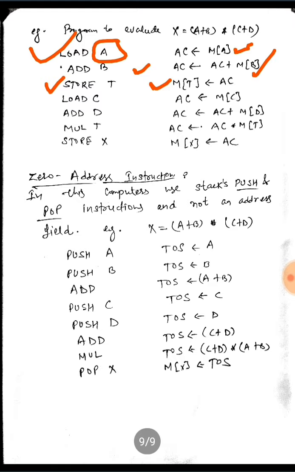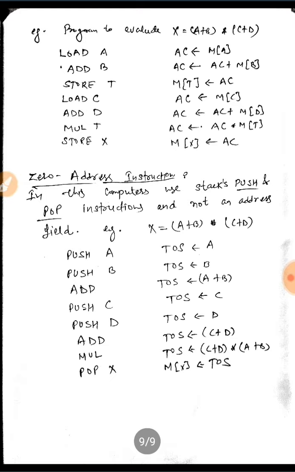Then again we load C into the accumulator and add D to it. Now the accumulator has M of C plus M of D, and in the temporary location T I have M of A plus M of B. Now I will multiply both contents and put the result into the accumulator, and then the final result will be stored in memory location X. So this is the format of the one address instruction.